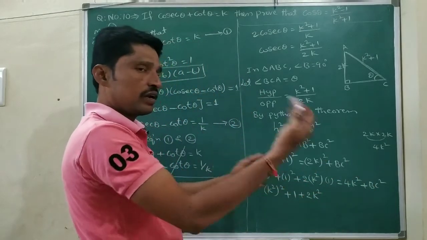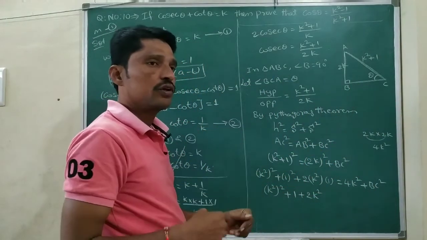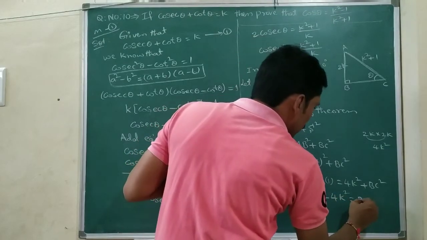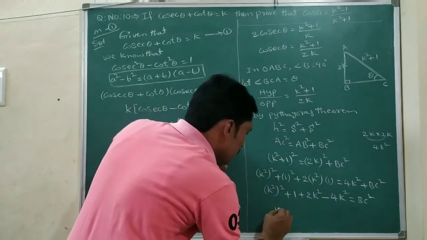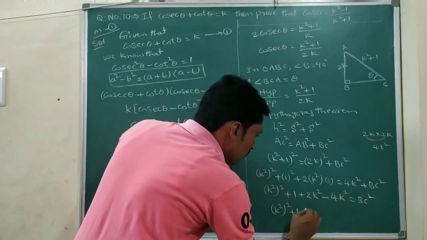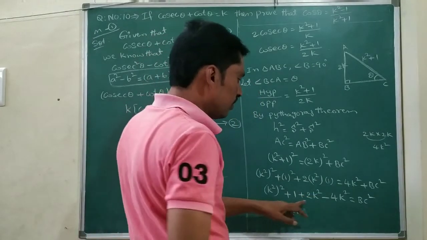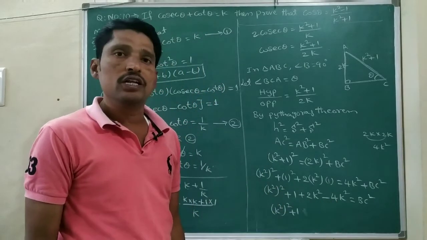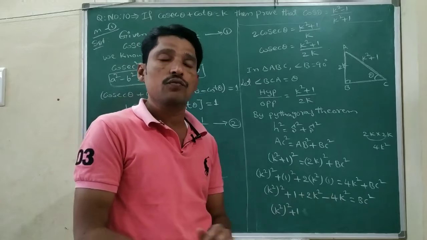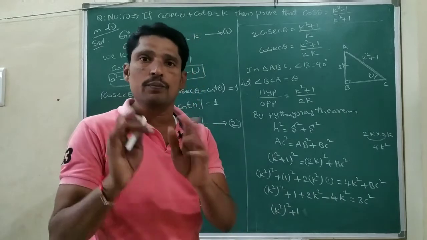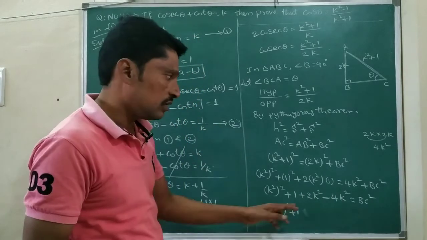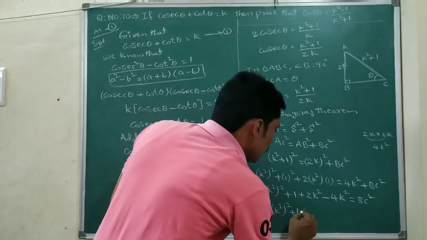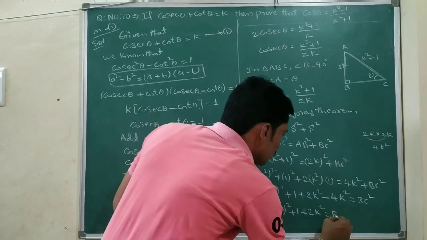This 4k square we can transpose. This is on the right side, we are transposing to the left side, we are getting minus 4k square equal to BC square. So here (k square) whole square plus 1, plus 2k square minus 4k square. So 1 plus 1 means we need to do subtraction. So minus 4k square to plus 2k square we are subtracting, means we can get minus 2k square, equal to BC square we are getting.